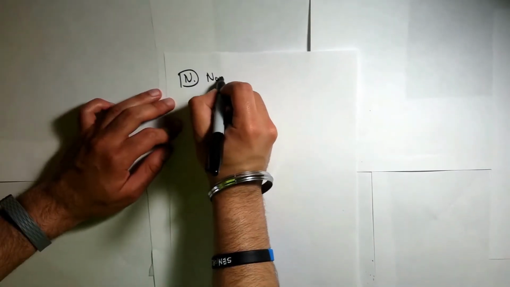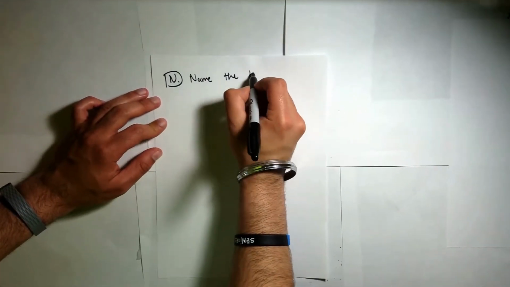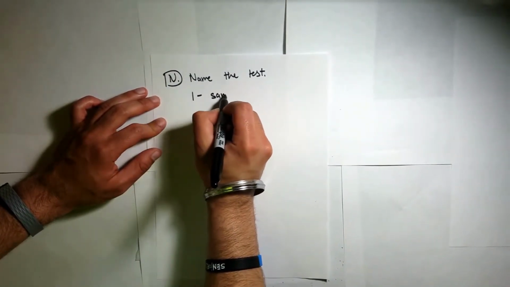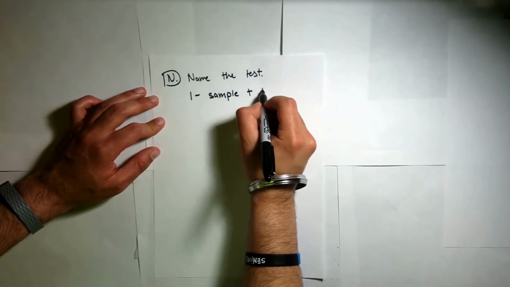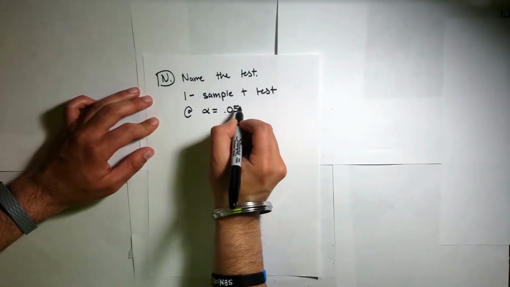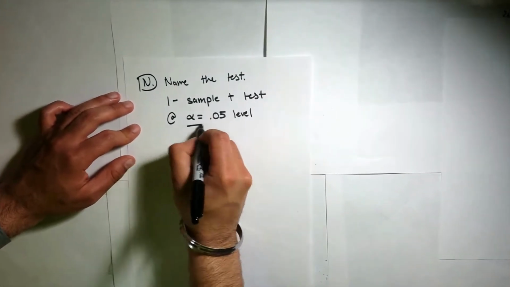We name what test we're doing, at what alpha level, and how many sides it has. So we say, I will do a one-sample t-test at an alpha level of 0.05, that is 1-sided. We then went on to sample.